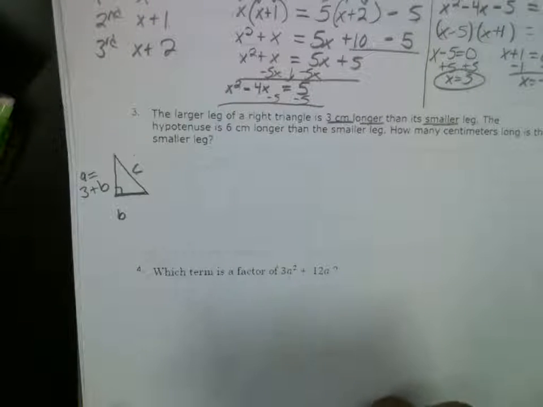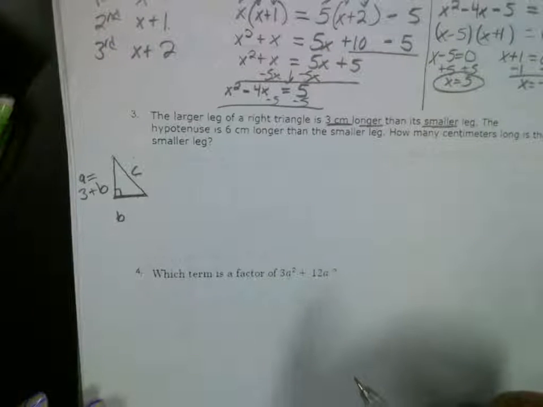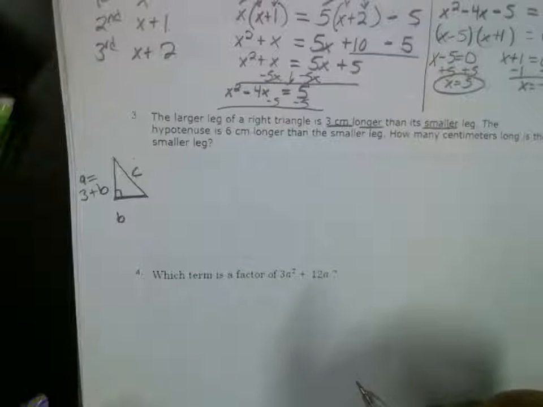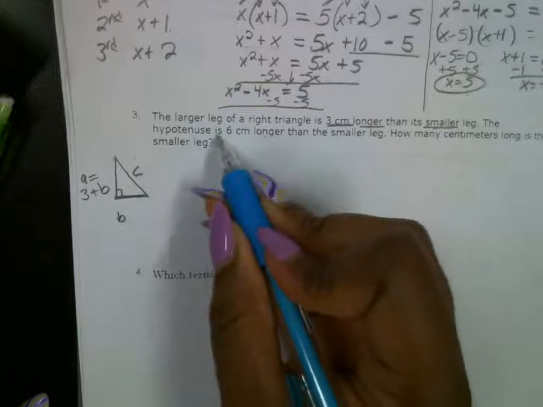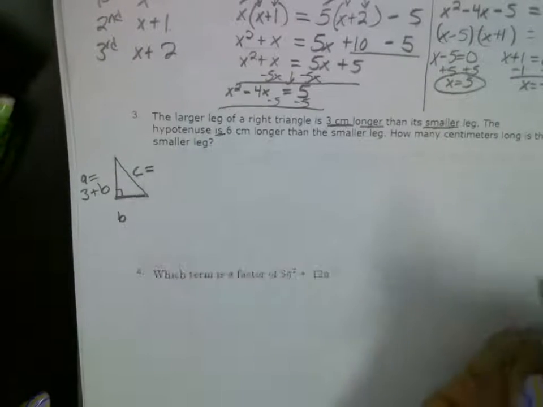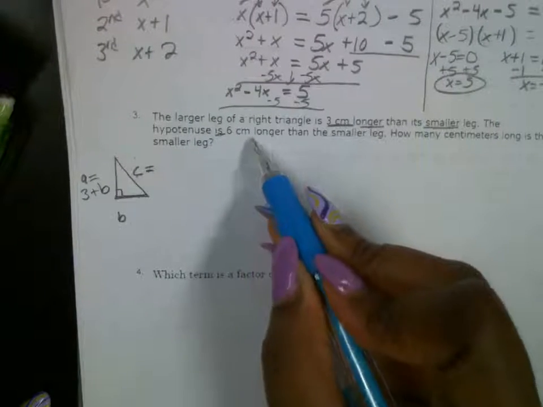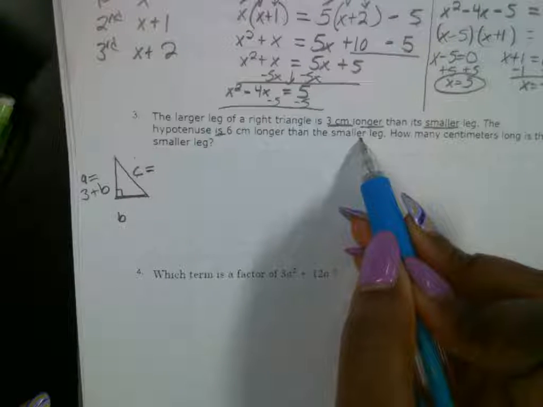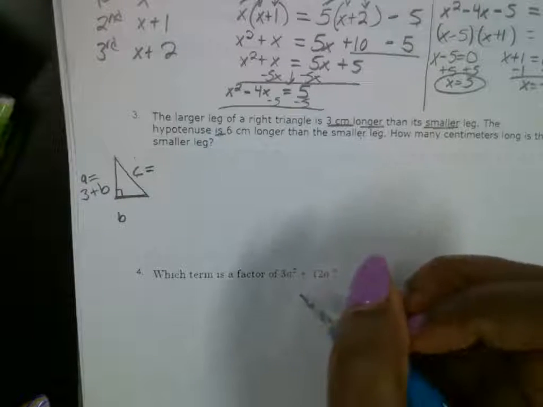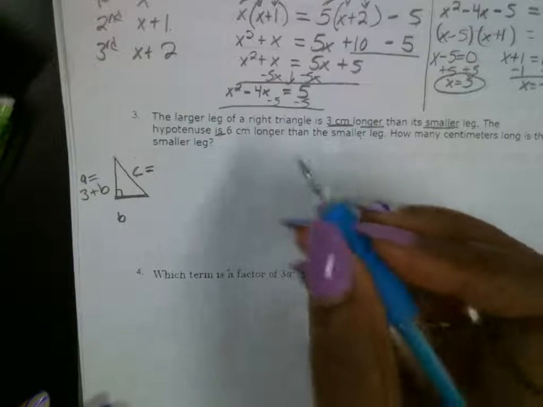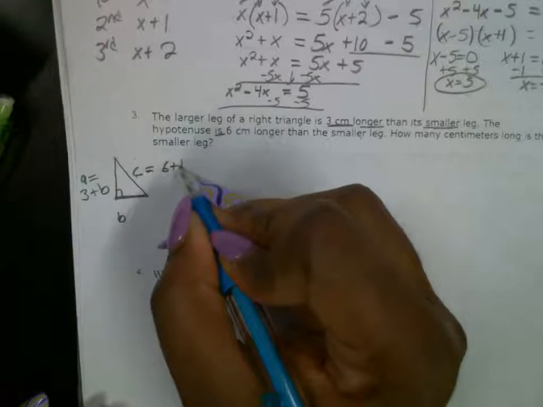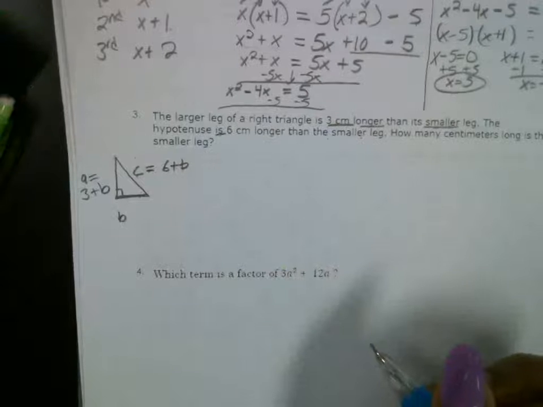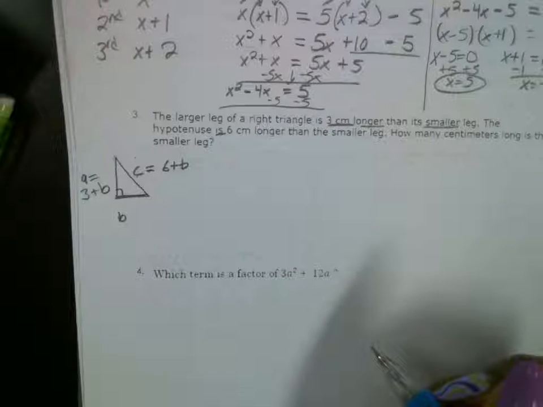No. The hypotenuse, which one of these letters is the hypotenuse? So C, that's equal to 6 longer than the smaller leg. So how do I write is 6 longer than the smaller leg? 6 plus B. Okay, 6 plus B. Any questions? Okay.